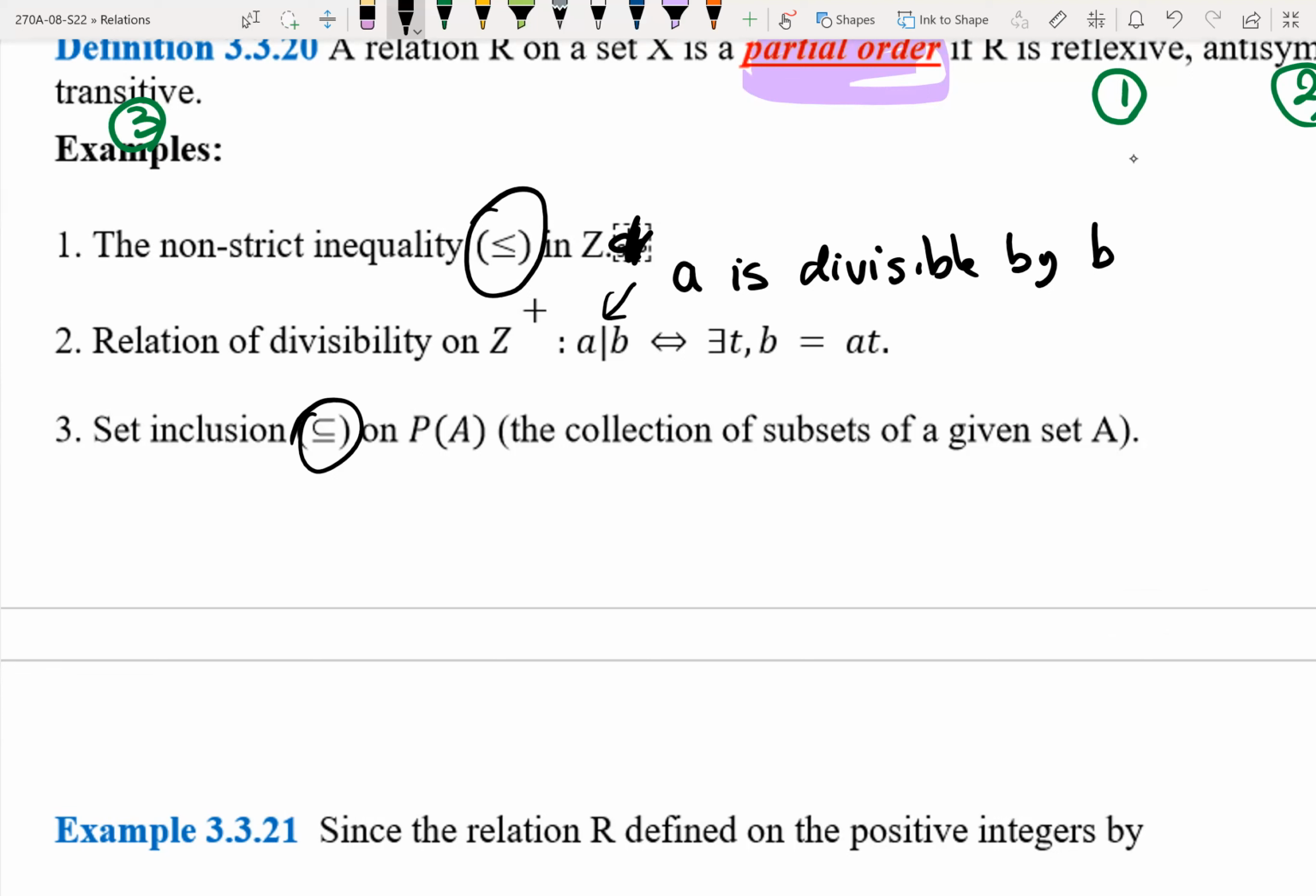Is it reflexive? For all subsets, I have to call them something else because this is also called A. For all of the subsets which are in the power set of A, can you say S is always a subset of itself? That's true.